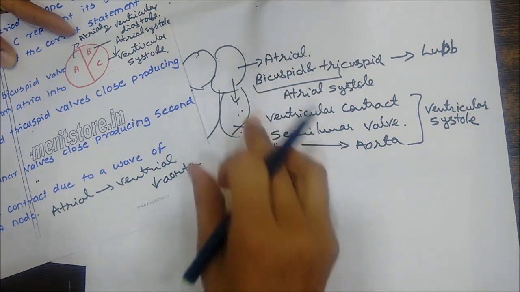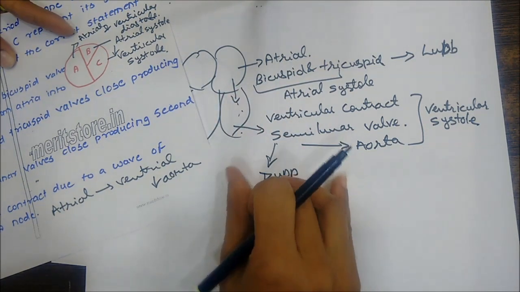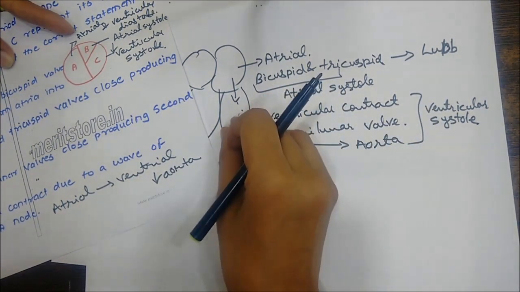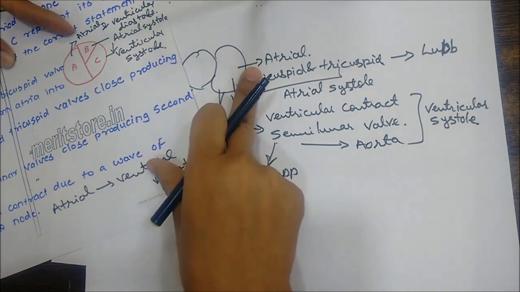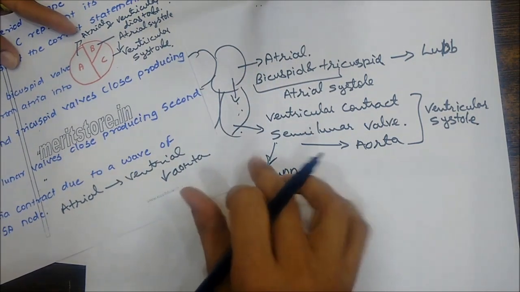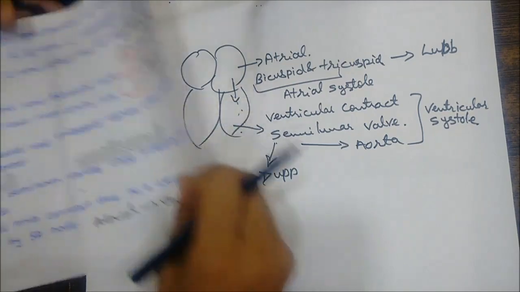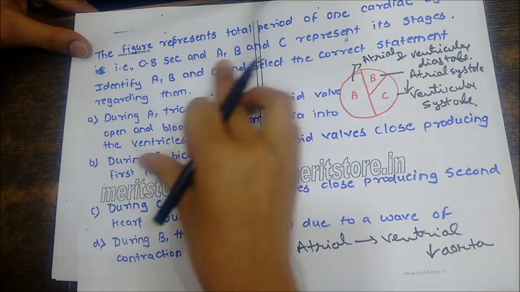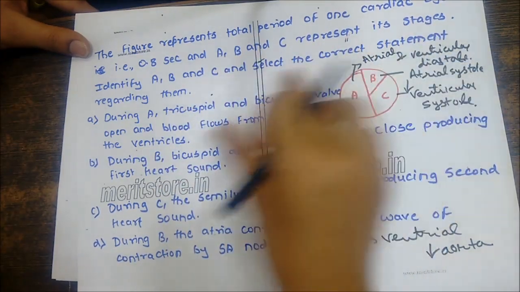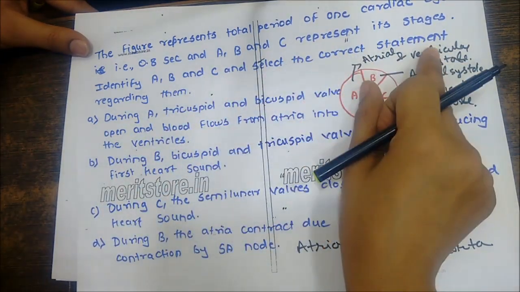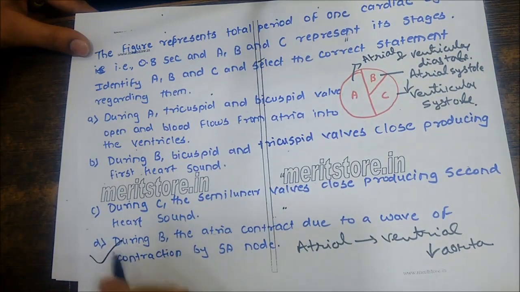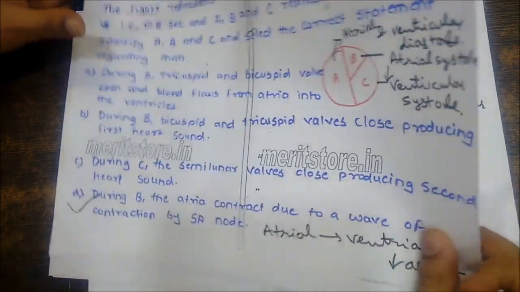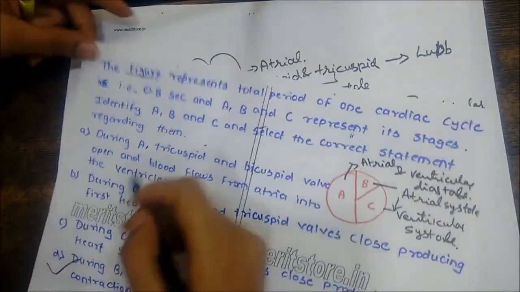This blood flow is not due to the contraction of the heart. It is due to the fact that the pressure within the relaxed ventricle is less than that in atria and veins. So the figure represents total period of one cardiac cycle, that is 0.8 second, and A, B and C represent its stages. The correct statement is D: during B, the atria contract due to a wave of contraction of SA node.